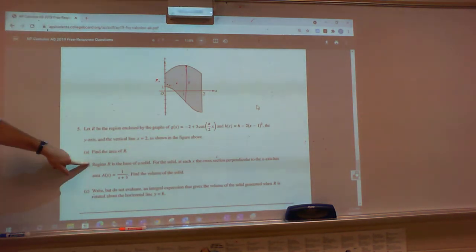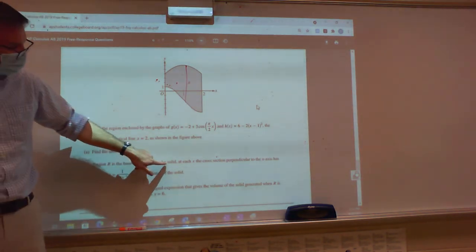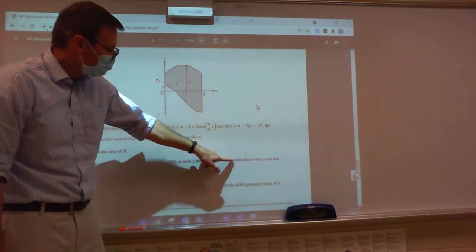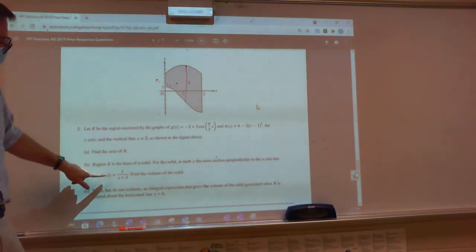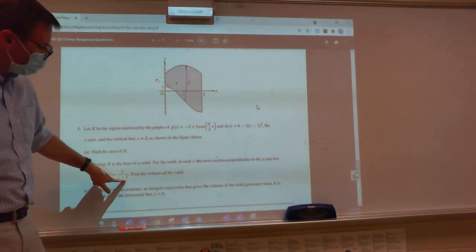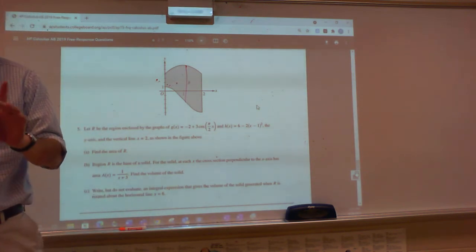Okay, region R is the base of a solid. For the solid at each of the x cross-sections perpendicular to the x-axis, it has an area of 1 over x plus 3. Find the volume of the solid.